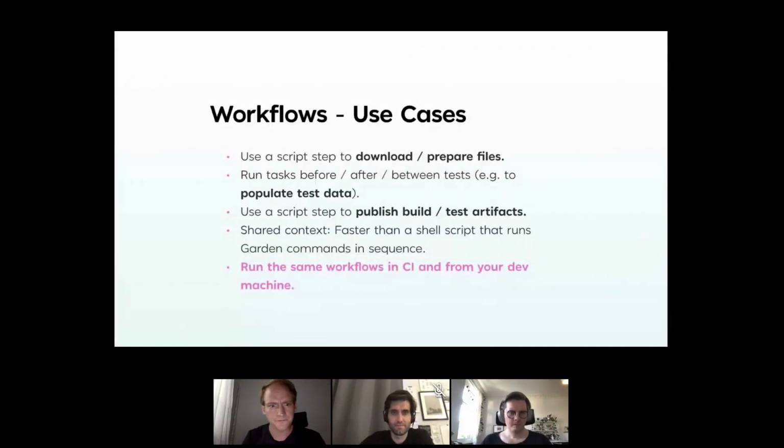There we go. Just to recap, some of the use cases for workflows, as an extension of what you can already do with the base Garden commands, are using a script step early in the pipeline to download files and maybe download some binaries, do some custom auth configuration, and running tasks before or after tests, because currently you can't have tasks depend on tests, nothing can depend on tests. So this gives you a bit more flexibility like that.